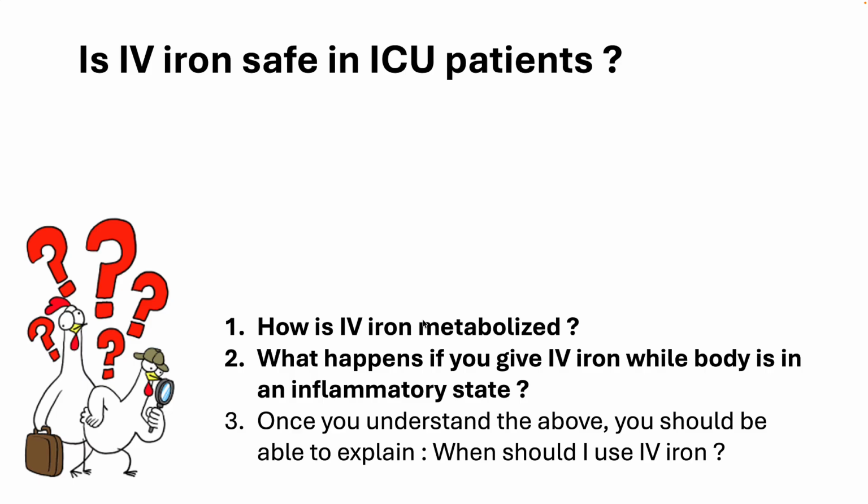Now, IV iron is very useful in iron deficiency, especially in those who are unable to absorb oral iron. However, in this lecture, we'll focus on the use of IV iron in patients with anemia with ongoing inflammation, for example, sepsis. We'll answer these two questions in this lecture. How is IV iron metabolized? And what happens when you give IV iron while the body is in an inflammatory state? Once you understand the concepts, you should be able to figure out when you should use IV iron.